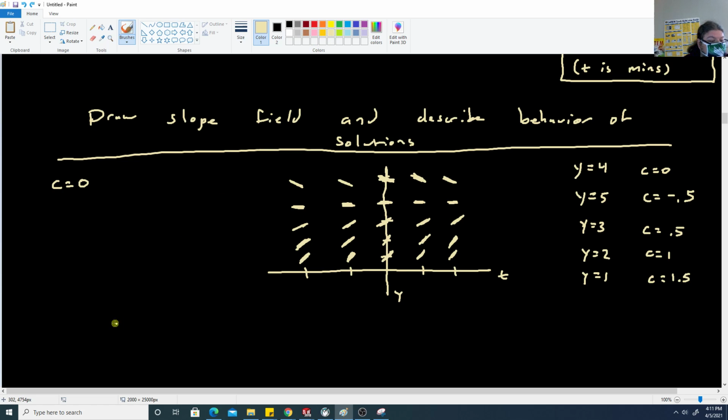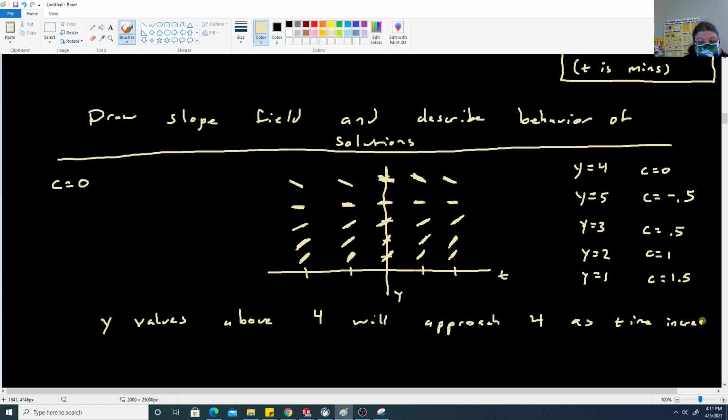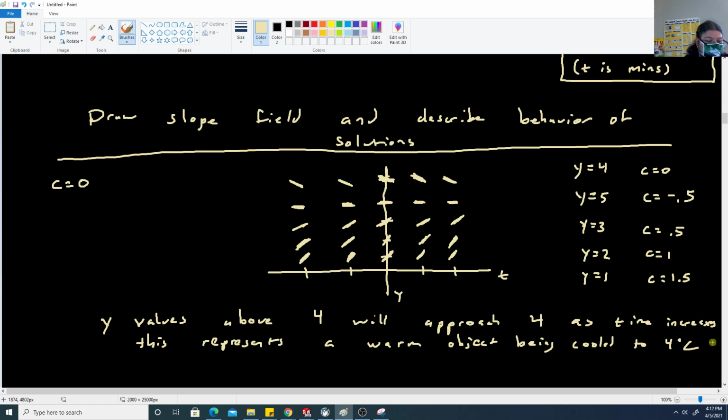We'll say y values above 4 will approach 4 as time increases. And we'll say this represents a warm object being cooled to, I guess we'll say, 4 degrees Celsius.